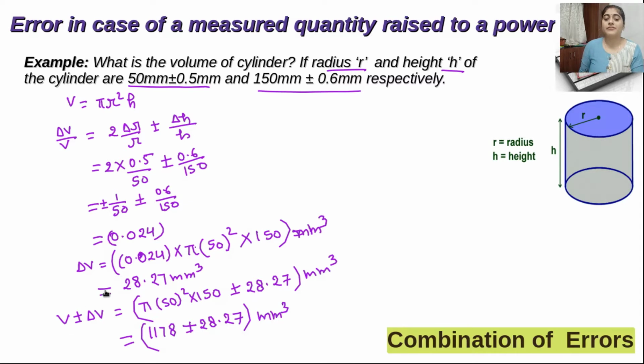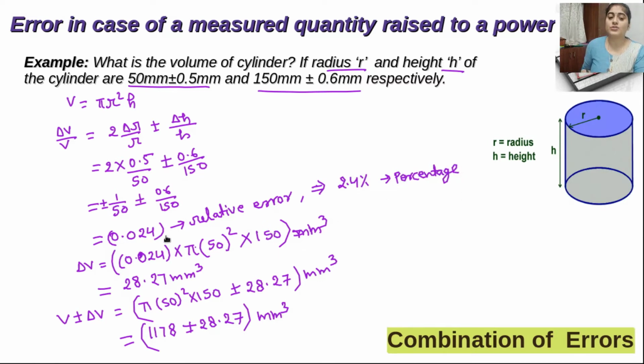But if they are asking only for the relative error or the percentage, the relative error is 0.024. So this is your relative error. Generally they ask only up to this level if there is a product or division. And what will be the percentage error? Percentage, you just have to multiply by 100, so it is 2.4%. That is your percentage error. This takes just 1 minute to solve if you are doing it up to this level.